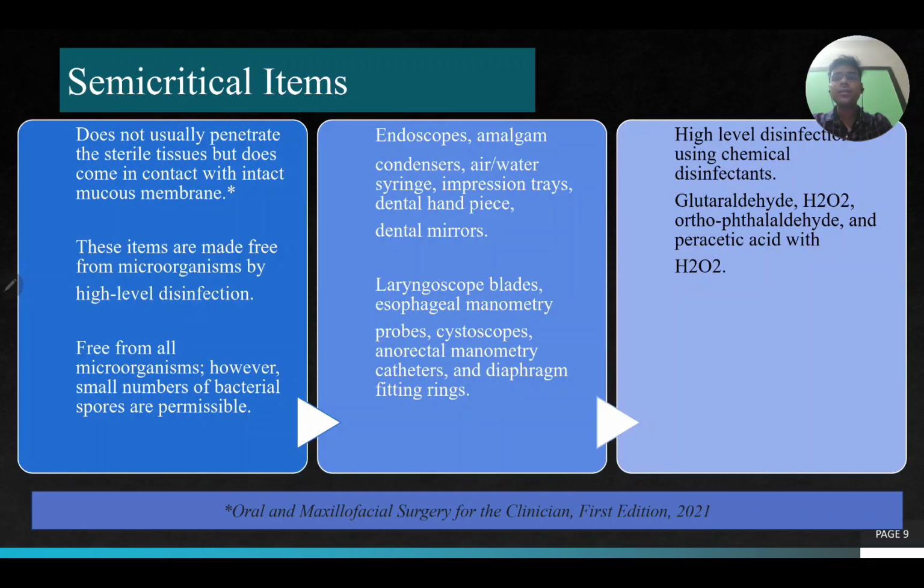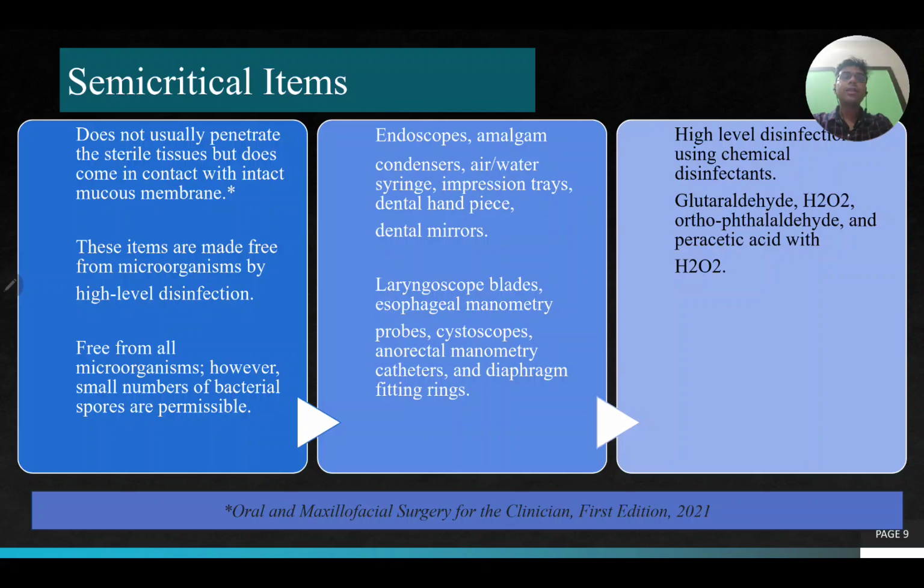Semi-critical items, well, these instruments do not usually penetrate the sterile tissues, but they do come in contact with the intact mucous membrane. These items are made free from microorganisms by high-level disinfection. These are free from all the microorganisms. However, a small number of bacterial spores are permissible in these instruments. As an example, we have endoscopes, amalgam condensers, air-water syringe, impression trays, dental handpiece, dental mirrors. From the medical aspect, we have examples such as laryngoscope blades, esophageal manometry probes, cystoscopes, anorectal manometry catheters, diaphragm fitting rings.